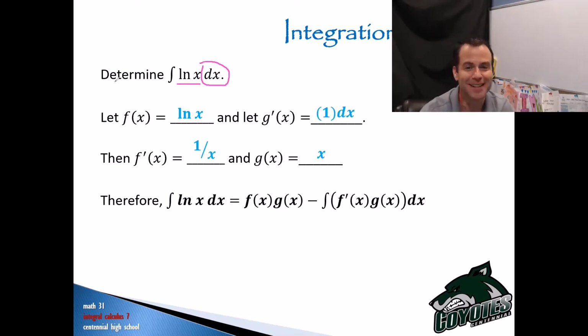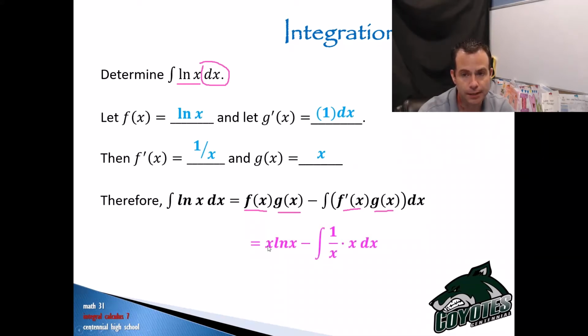Don't shut down on me. We're just going to put all these little pieces together. And so we are going to say the integration of ln x has to be f of x times g of x minus the integration of the derivative of f of x times g of x. So I'm just going to plug the pieces in that I just talked about, and I would get this. F of x was x, g of x was ln x, and then I'm going to minus the integration of the derivative of f of x is 1 over x, and gx was x.